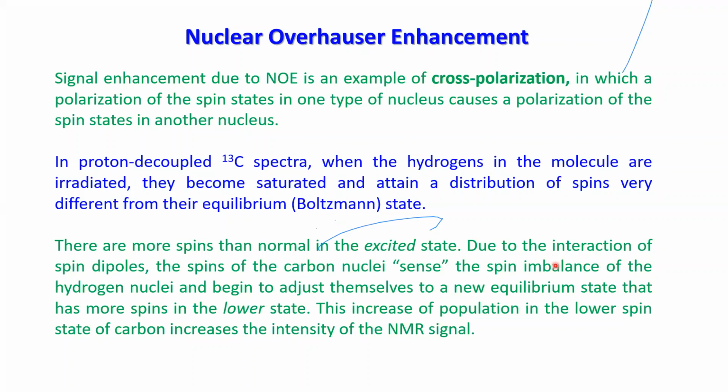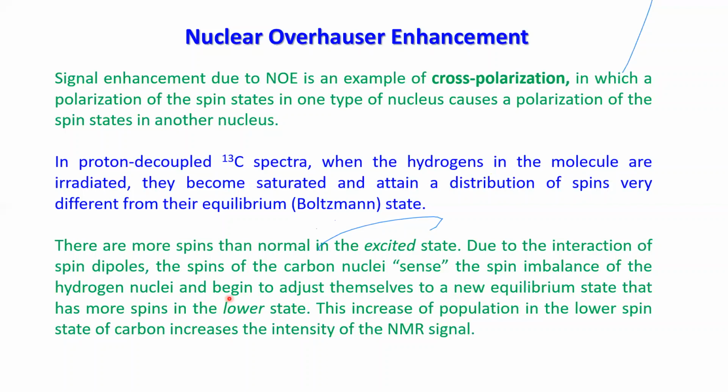Now, due to the interaction of the spin dipoles, the spin of the carbon nuclei senses that. So carbon nuclei can sense that there has been a change in the spin polarization of the nearby proton. So what will happen? The spin imbalance of the hydrogen nuclei will be taken care of by the carbon nuclei.